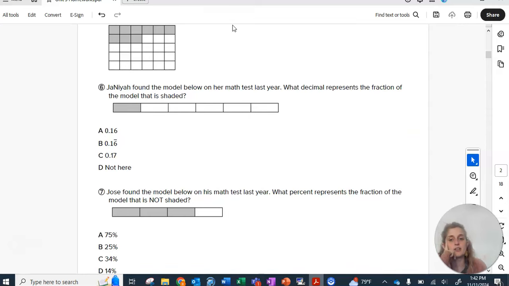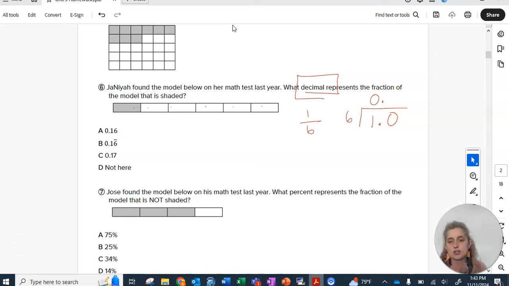Number 6, Janiyah found the model below in her math test last year. Which decimal represents the fraction? All right, let's see, 1, 2, 3, 4, 5, 6. 1 out of 6. Remember that if you have a fraction that you can't figure out how to change to tenths or hundredths, you can divide it, and that will give you your decimal. So go ahead and finish that division.